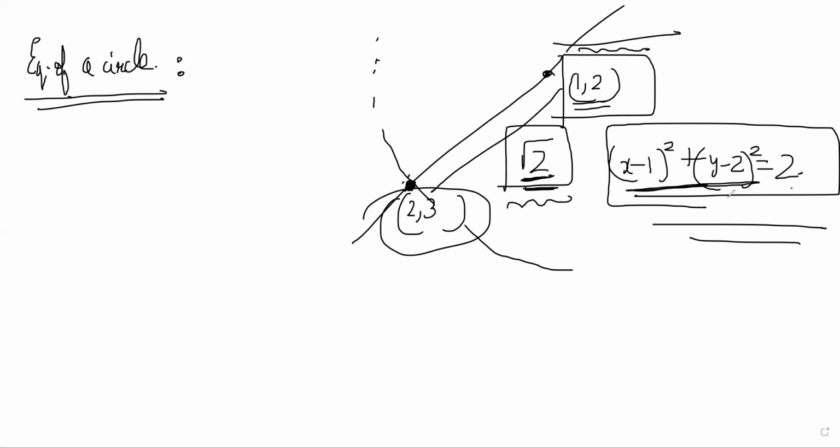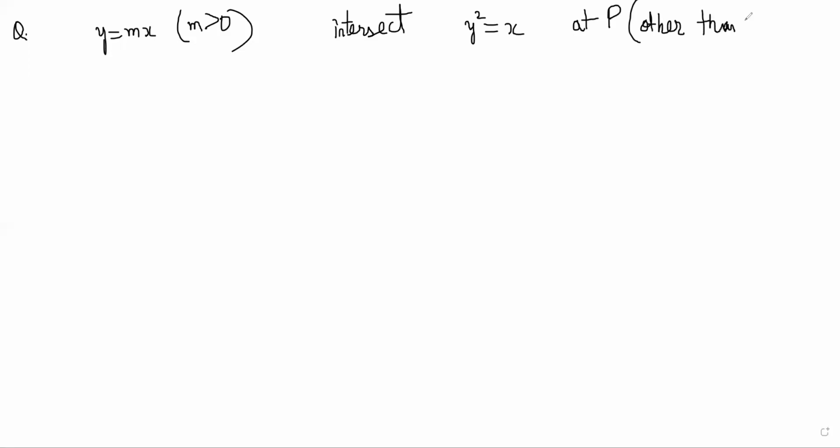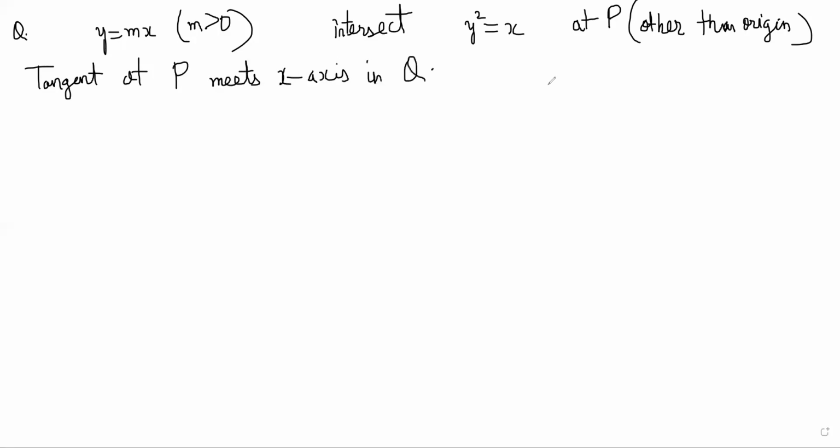Okay, what else? Let a line y is equal to mx, m greater than 0, intersect the curve y square is equal to x at P other than origin. The tangent at P meets the x-axis in Q. The area of triangle OPQ is given as 4. You have to find m.